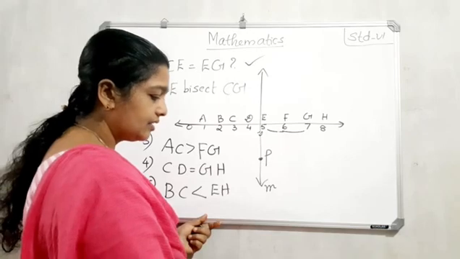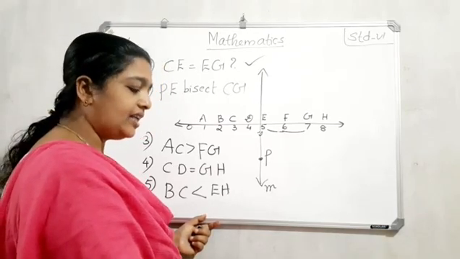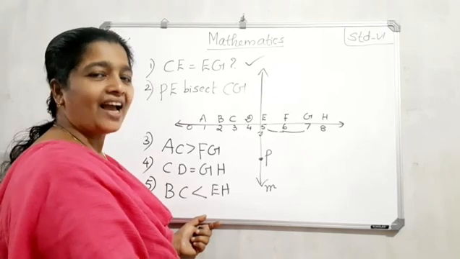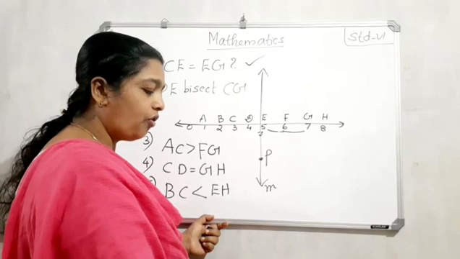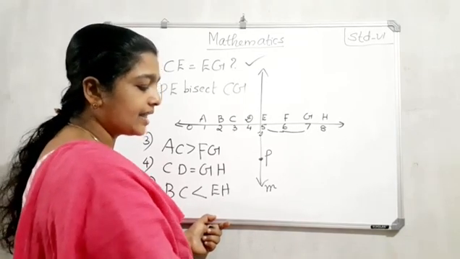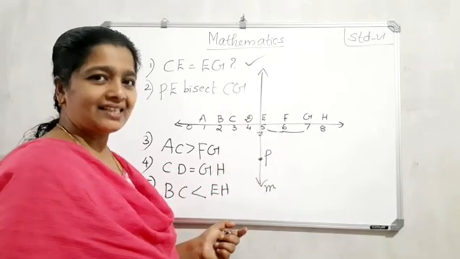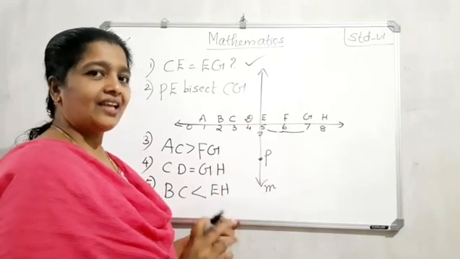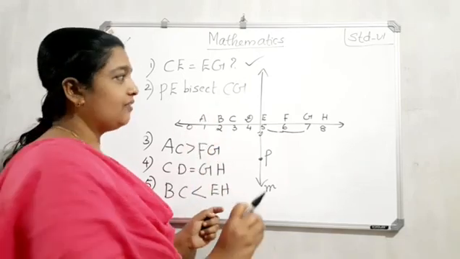Next question, number C. Identify any 2 line segments for which PE is the perpendicular bisector. PE is the perpendicular bisector, so we can take any 2 line segments. You know a bisector divides a line into 2.